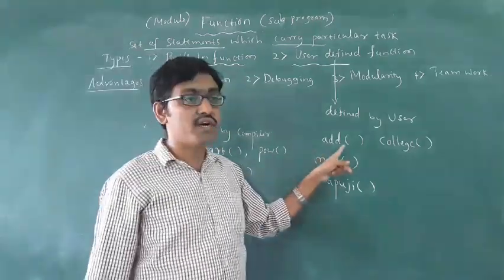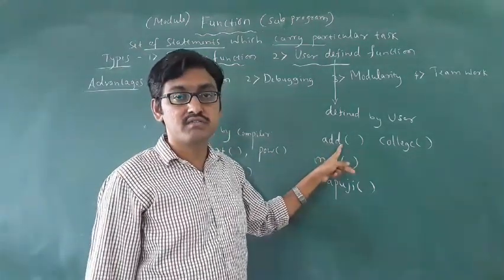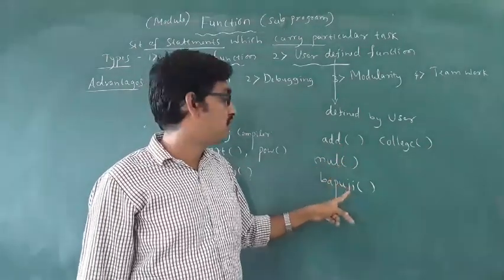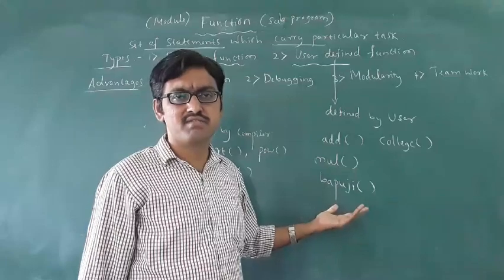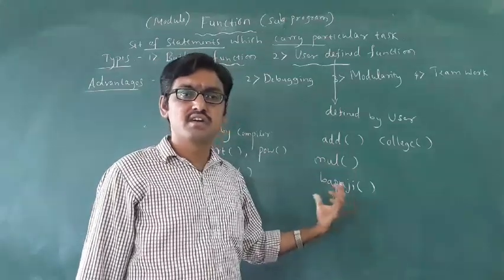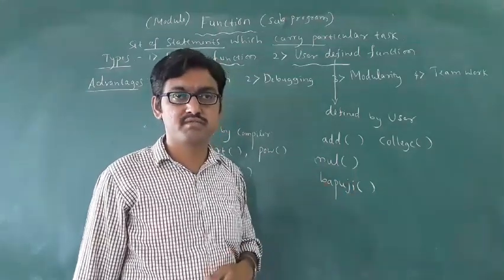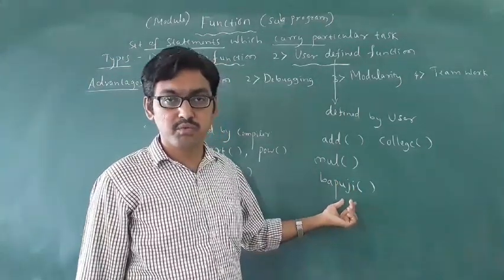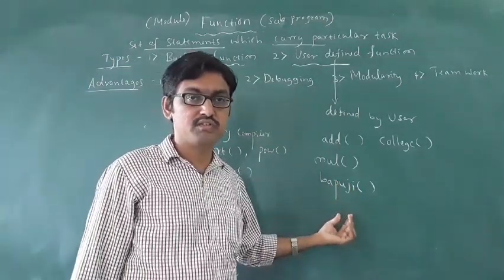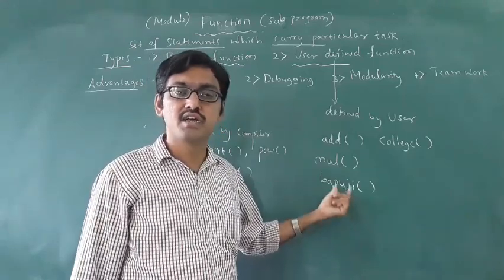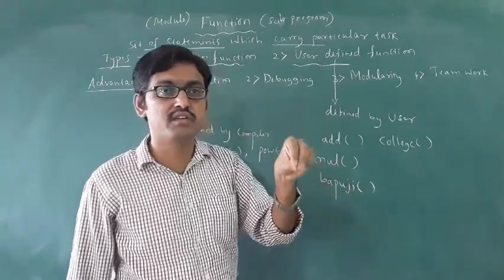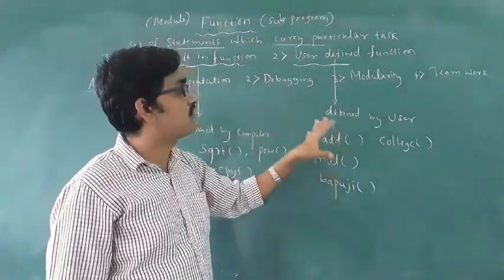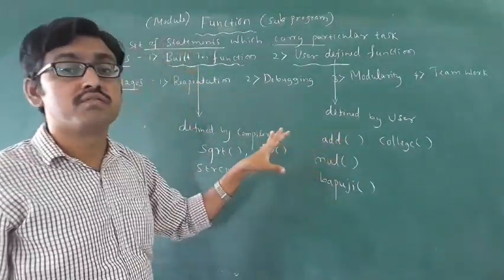Then the add function carries the addition operation. The MUL function carries the multiplication operation. The Bapuji function carries anything you write in it. For example, I am writing Bapuji college. If you write it in a cout statement, it displays that data. This is what user defined functions are about.